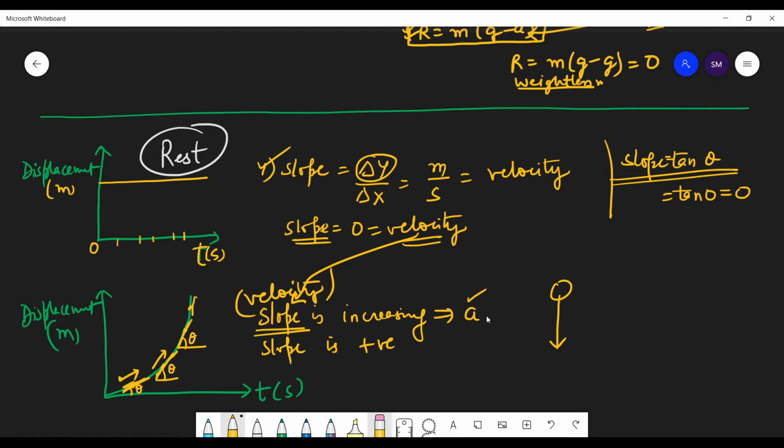And this displacement: S is equal to ut plus half at square. You see here S has power 1 and t has power 2, exponent 2. So obviously you are not going to get a straight line, but you are going to get this parabola, isn't it? Because it's t square. So when the ball is falling down, you get this graph of displacement.